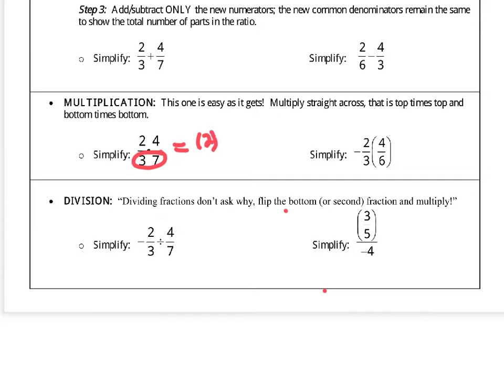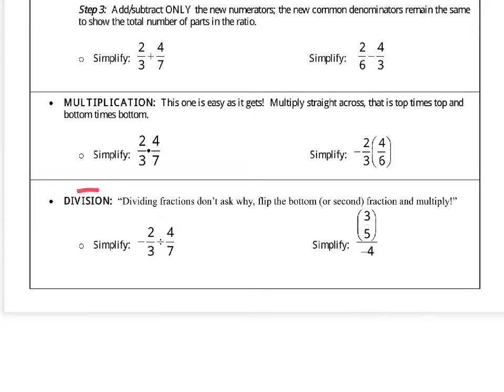We go straight across and multiply the top numbers, and we go straight across on the bottom and multiply the bottom numbers together. Doing so in the numerator gives us 8, and doing the same thing in the denominator gives us 21. Once again, this is our final answer because neither top nor bottom can be reduced relative to one another.